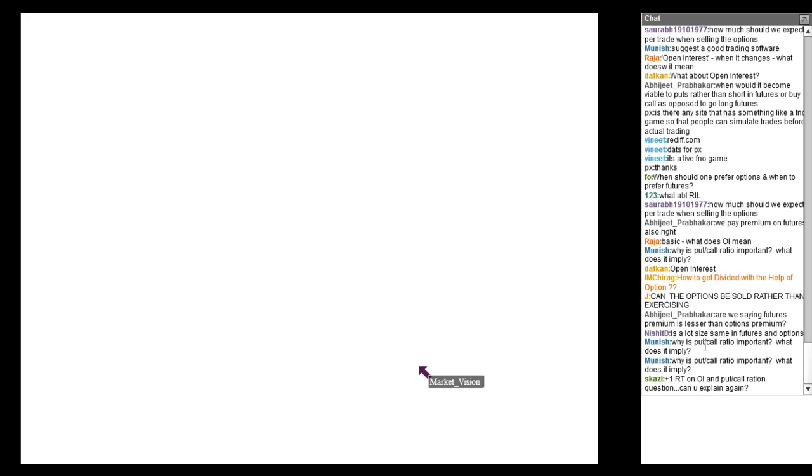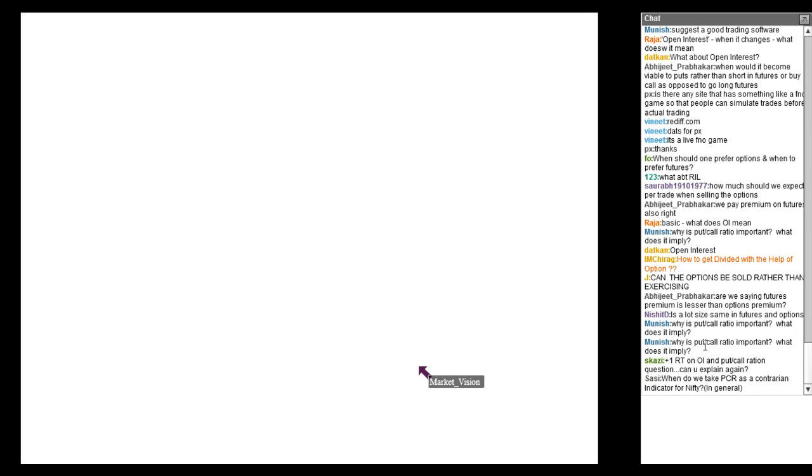Exactly. Why is the put call ratio important? It's not important. I have tried testing a ton of strategies with put call ratios. I could not find a single one that works. Sometimes you could get a random one that works, but I wouldn't put too much importance into it. It's a great statistic to have, just to look at it, but I don't see it tradable.